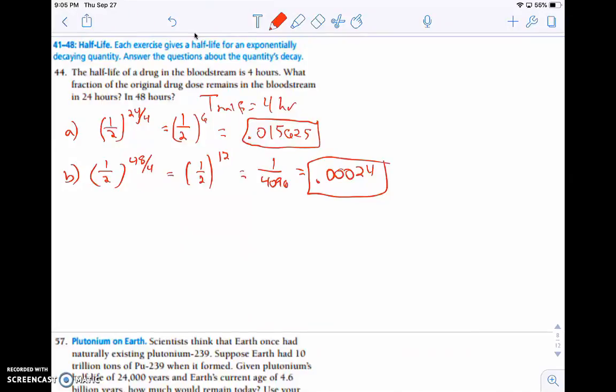Well, that would be the portion remaining. So the factor that remains would be 0.00024, yes. Okay, so that's a look at the factors and the portions.